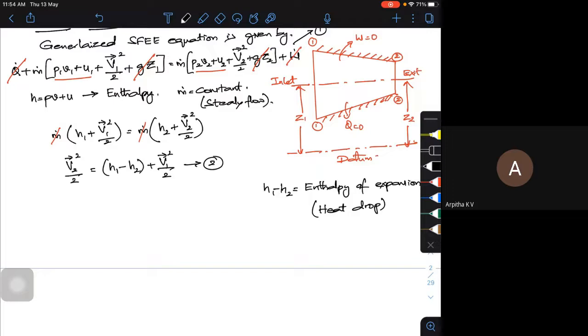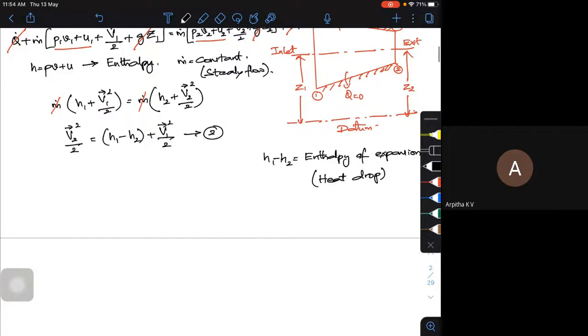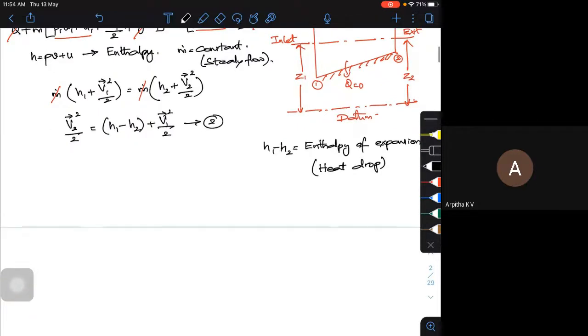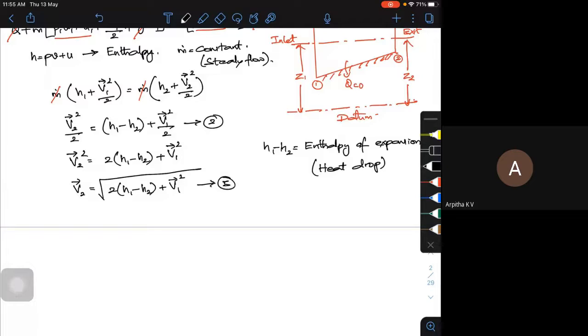Now, if I want only V2 square, or if I want only V2, this equation I can rearrange. V2 square is equal to 2, I will take it to the other side. This will be 2 into (H1 minus H2) plus V1 square. Or your V2 is equal to square root of 2 into (H1 minus H2) plus V1 square. So this is your equation for your exit velocity.